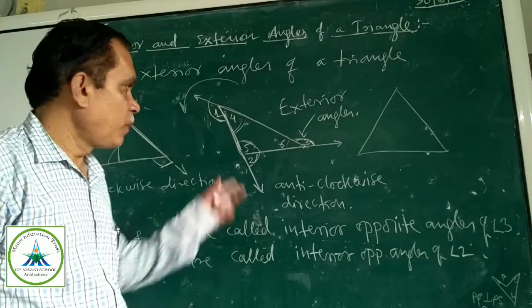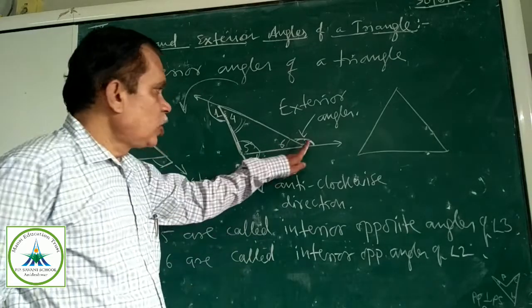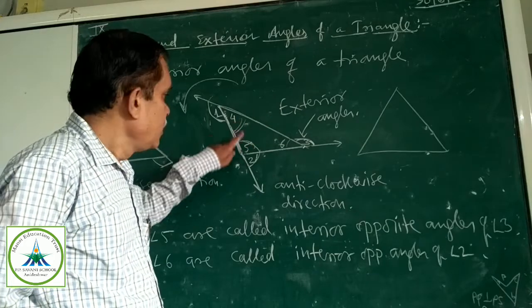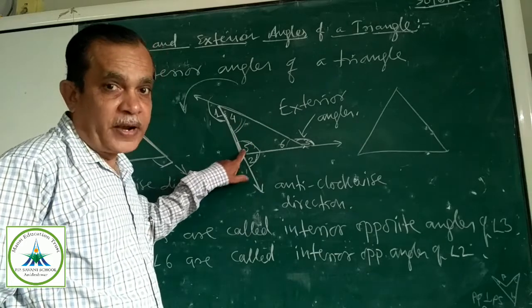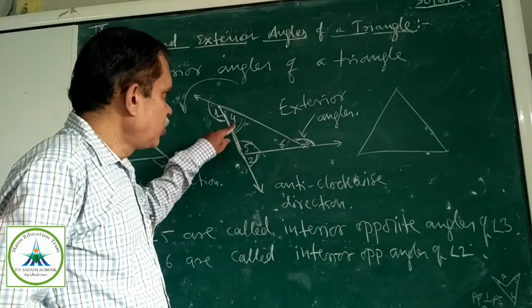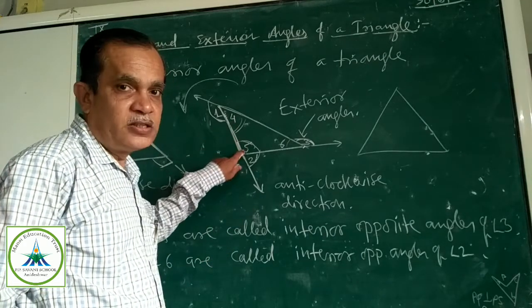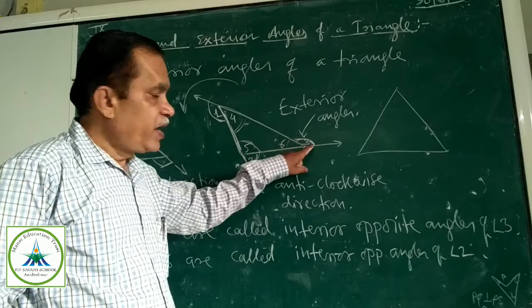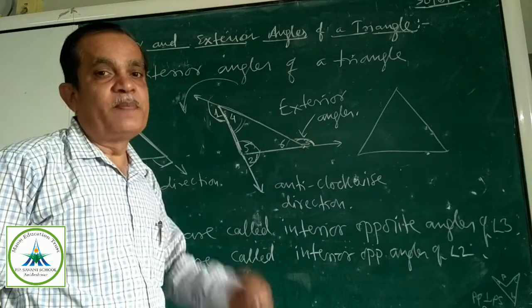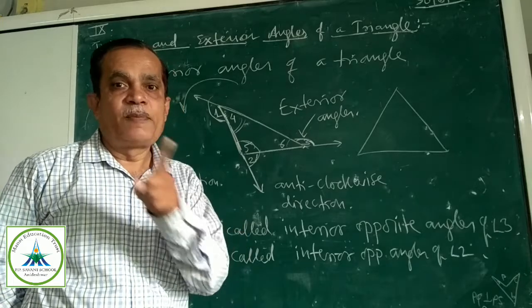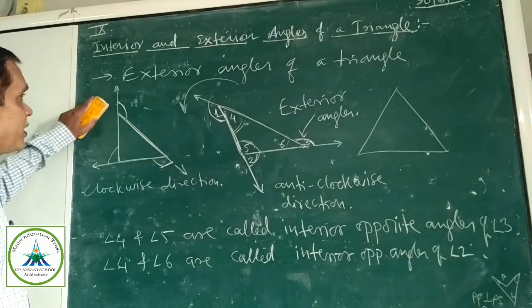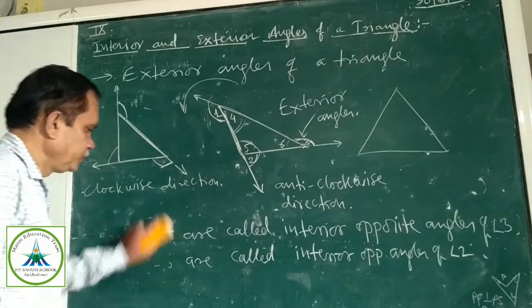Now we will learn about their property. If I take the measure of angle 3, measure of angle 4, measure of angle 5, practically using a protractor, we will come to know the sum of the measures of interior opposite angles is equal to its exterior angle. So that is the exterior angle property of a triangle.